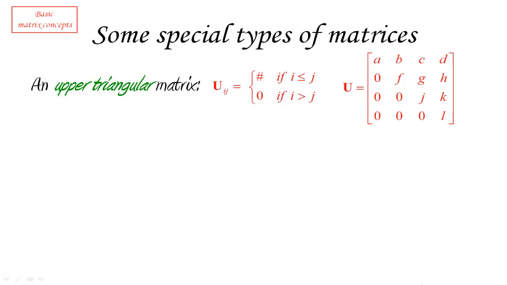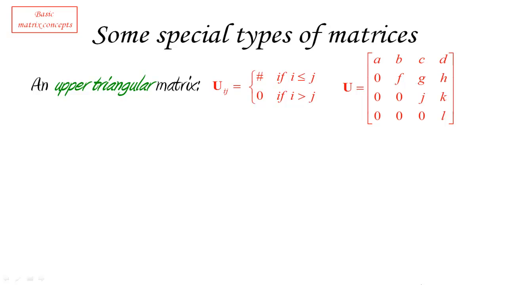Does that look familiar? That's a row echelon form, doesn't it? But it's a particular kind of row echelon form. Okay. But anything on the diagonal or above can be a number. That's why it's called an upper triangular. And anything below the diagonal has to be 0.